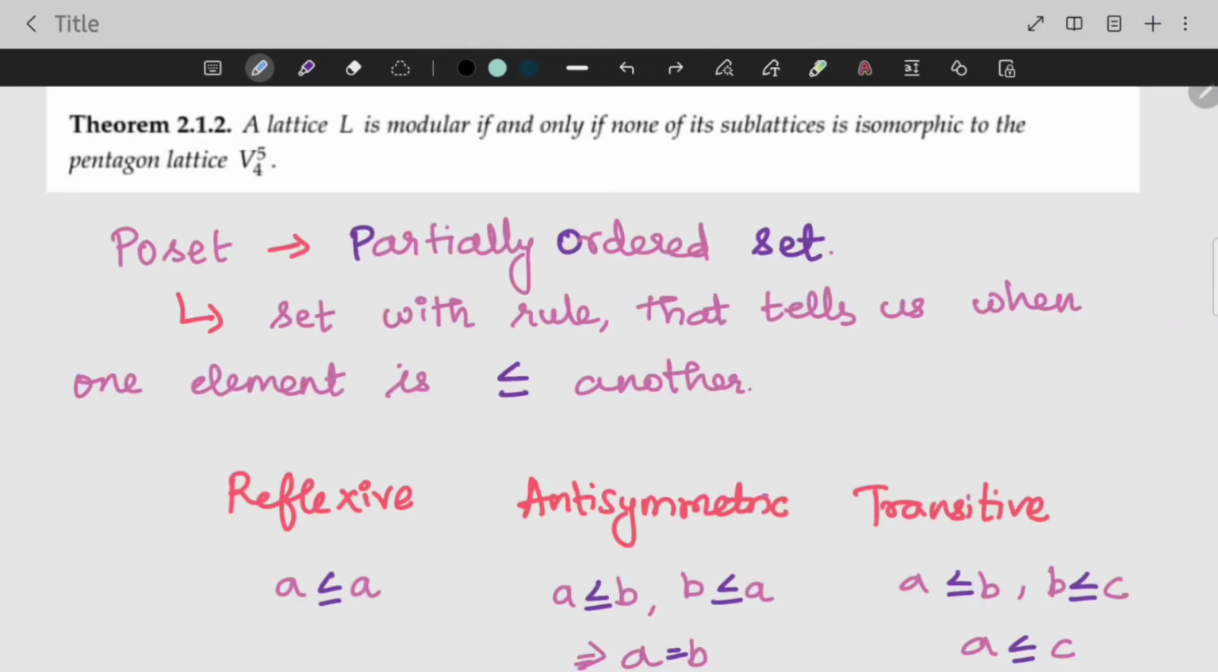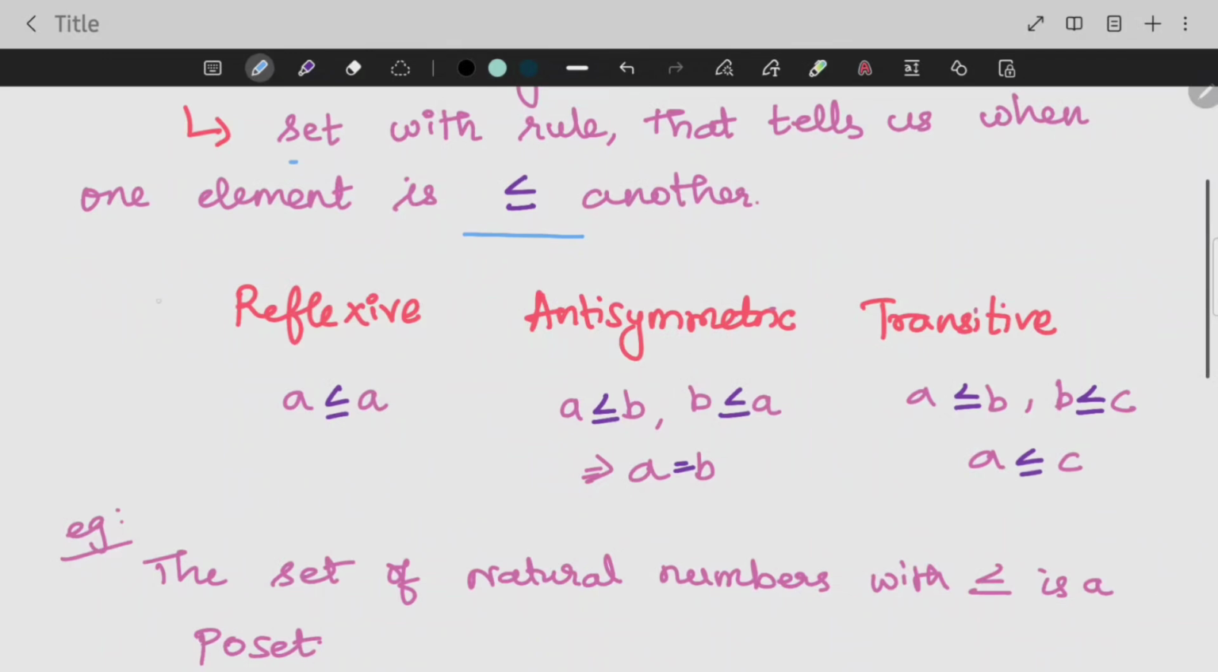Now let's see what a poset is. Poset is a partially ordered set. A poset is a set with a rule that tells us when one element is less than or equal to another. Then it must follow three rules: reflexive, antisymmetric, and transitive. Reflexive: every element is less than or equal to itself. Example, a is less than or equal to a.